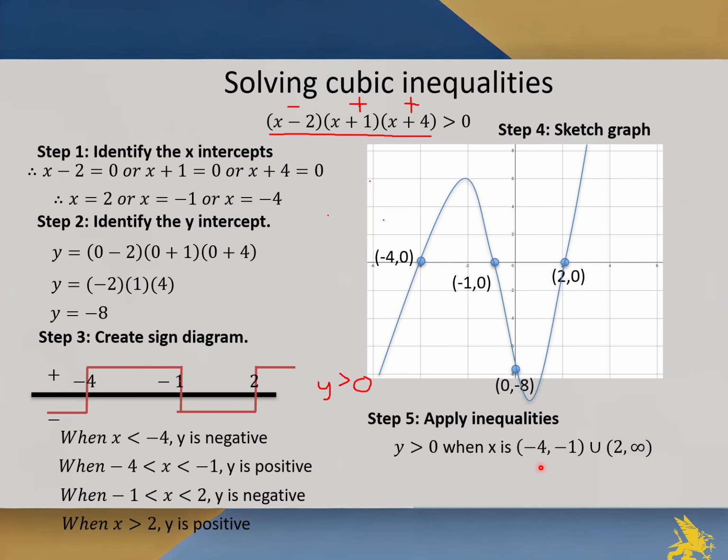So then we write it. x is greater than -4 and less than -1, union greater than 2 to infinity. Make sure it's round brackets because it can't be equal. Because if it's equal, then it is equal to 0, but it can't be.